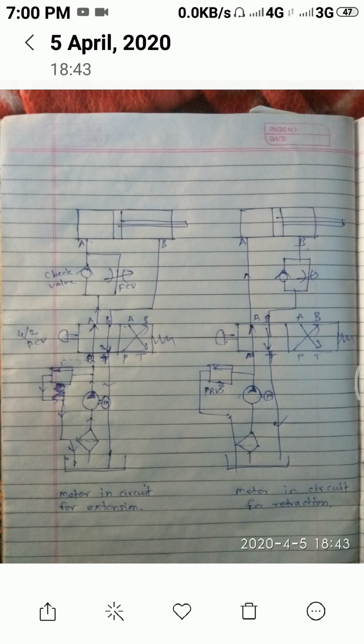Now we'll see the left hand side diagram. Here the pump is there which is attached with the motor, pressure relief valve is there, line is directly bypassing the fluid to the reservoir. Now here from the P port supply is given to the A side. I am explaining the left hand side diagram.